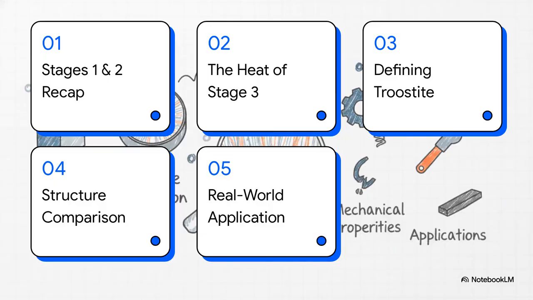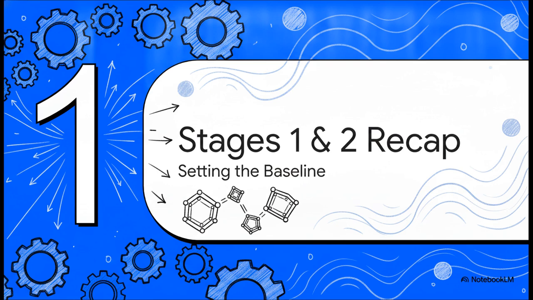To get us there, we've got a quick roadmap. We'll start with a recap of stages 1 and 2, then turn up the heat for stage 3, define exactly what Troostite is, compare its microstructure, and finally, look at some real-world applications. All right, let's jump right into section 1. Stages 1 and 2 recap, setting the baseline.